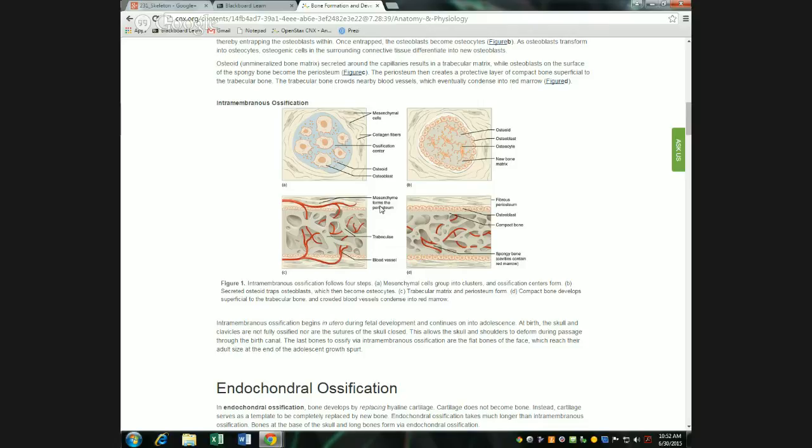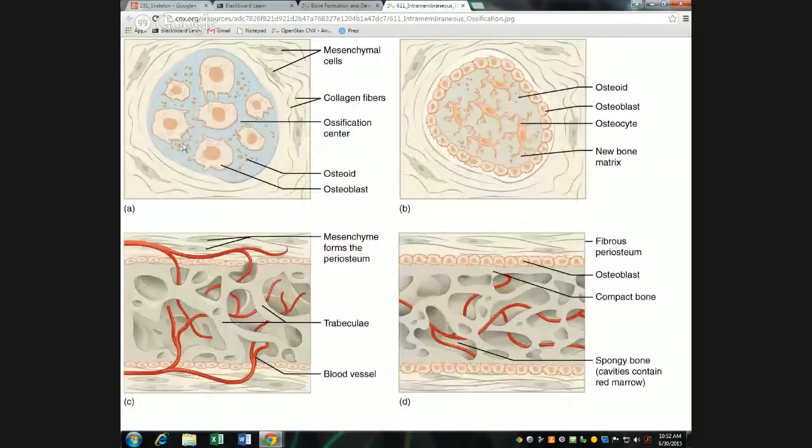Now, the four pictures at the top there are suggesting how intramembranous ossification takes place. What looks like a frying pan with eggs in it at the top, let me make this bigger. This thing here looks like a bunch of eggs being fried. These are osteoblasts within an ossification center, this blue area here. I really wish these pictures would go back just a little bit further.